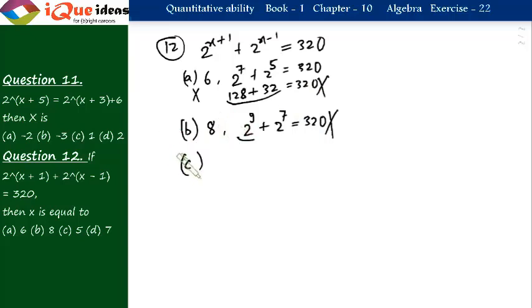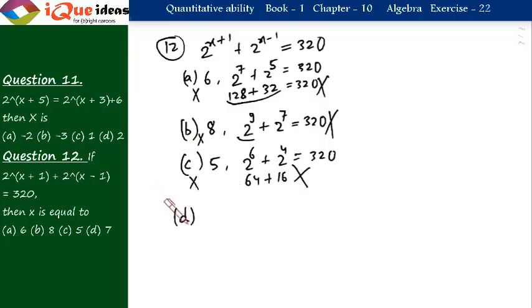C option. I put x equal to 5. Let's say if you put it, you'll get 2 raised to the power 6 plus 2 raised to the power 4, which should be 320. Let's see if it is correct. 2 raised to 6 is 64 plus 2 raised to 4 is 16. This is wrong. This cannot be equal to 320 because it is equal to 80. So B option is wrong, C option is wrong. Hence D option is the correct answer.